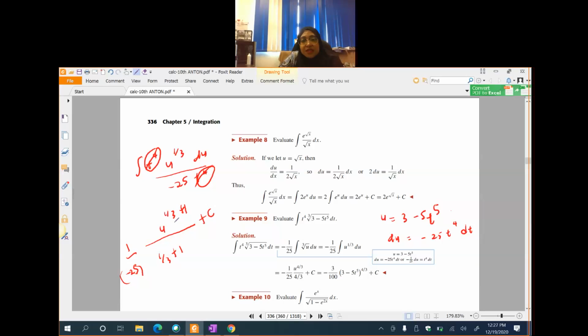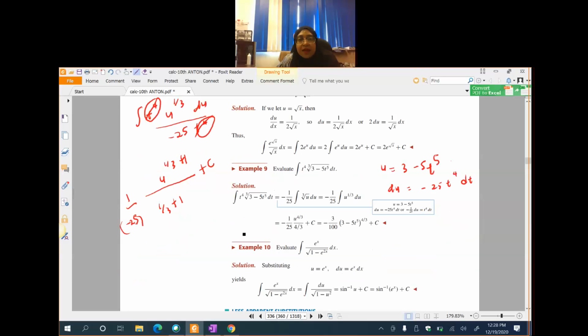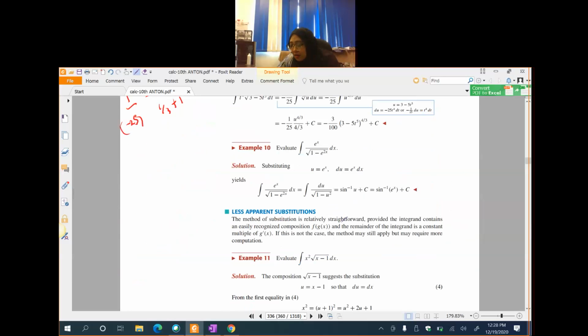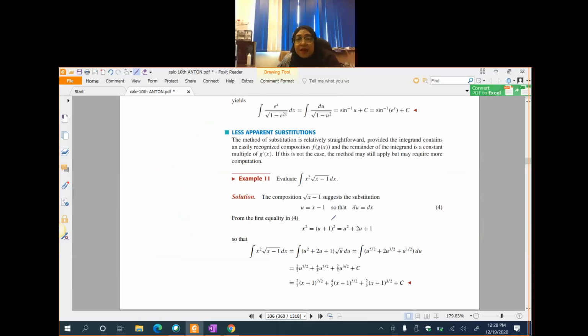Just simplify this, and then change back so that it's still in terms of t. So the u is 3 minus 5t squared, substitute it again over here, and then you will get the same answer. That's it. And all the examples that we have looked at in the previous lecture are very obvious.